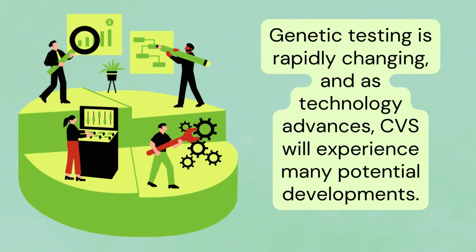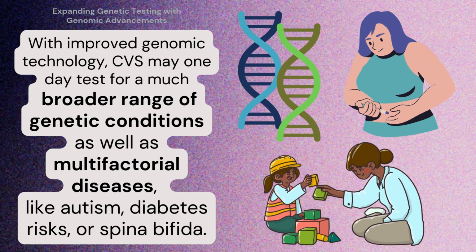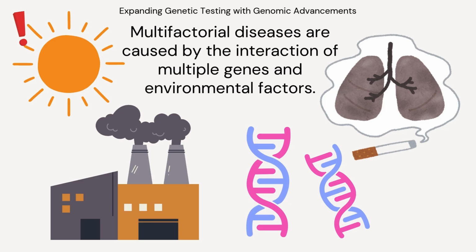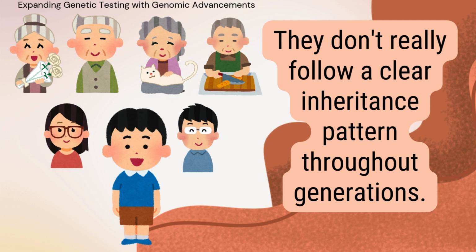Moving on, let's talk about some future prospects. Genetic testing is rapidly changing, and as technology advances, CVS will experience many potential developments. First of all, with improved genomic technology, CVS may one day test for a much broader range of genetic conditions, including rare genetic disorders, as well as multifactorial diseases like autism, diabetes risk, or spina bifida. Recall that genes are segments of DNA. Multifactorial diseases are difficult to identify since they're caused by the interaction of multiple genes and environmental factors. They don't really follow a clear inheritance pattern throughout generations.